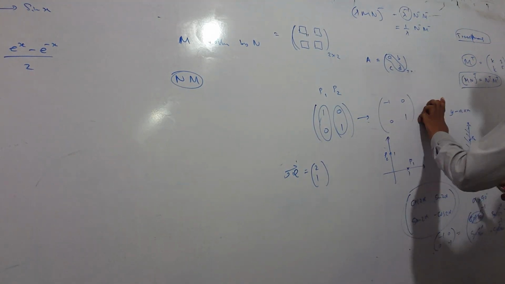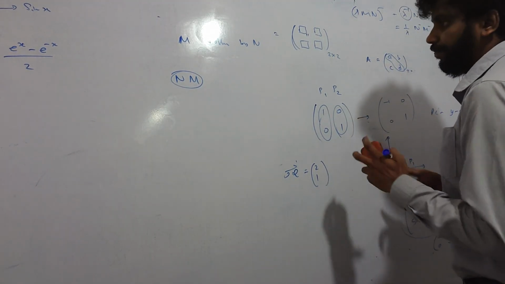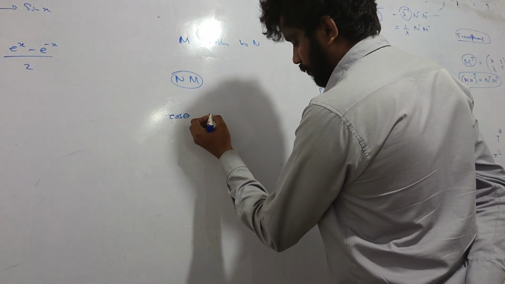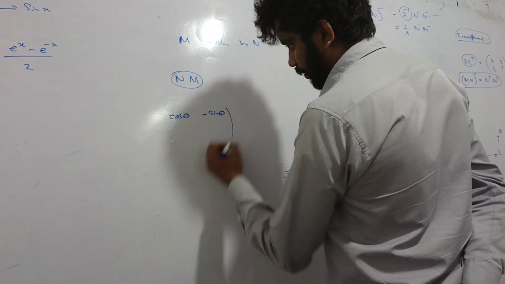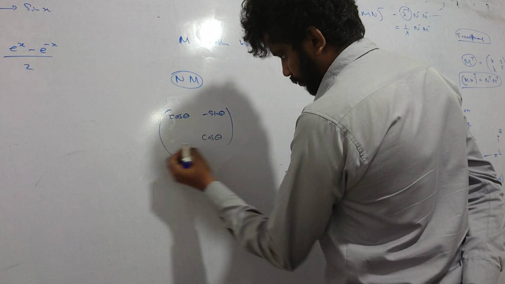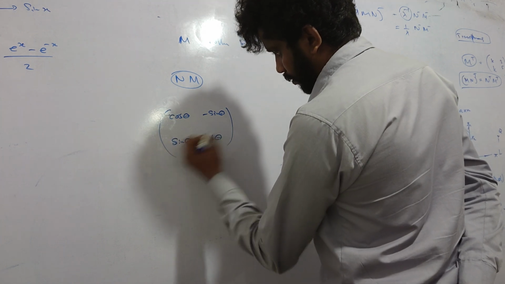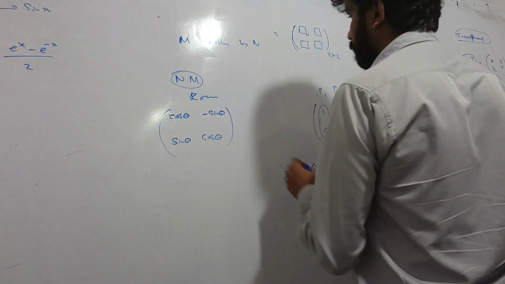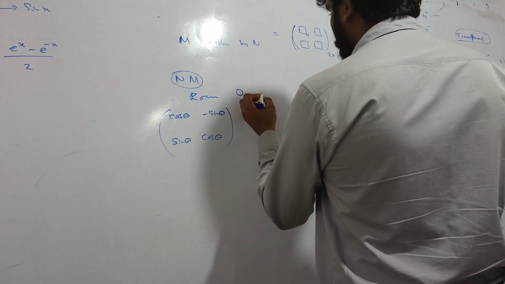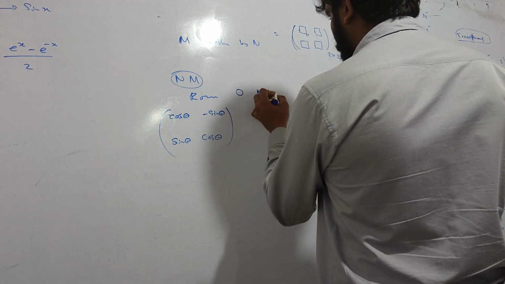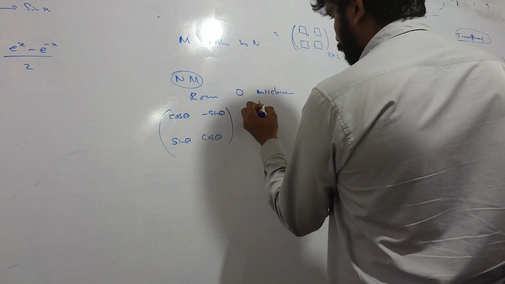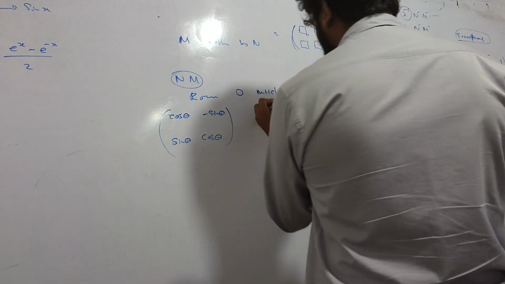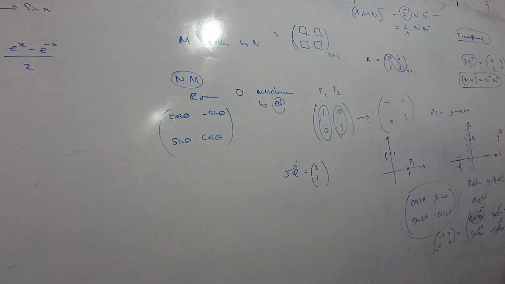The rotation matrix. The rotation matrix is, remember, cos theta, negative sin theta, sin theta, cos theta. This is the rotation matrix about the origin, anti-clockwise by theta degrees, theta angle, right?